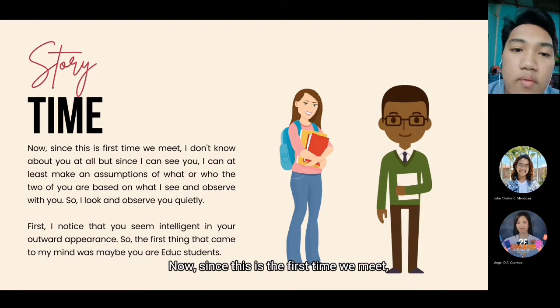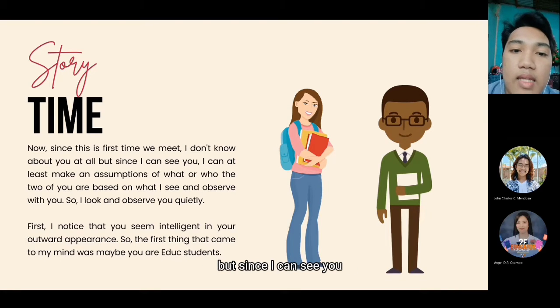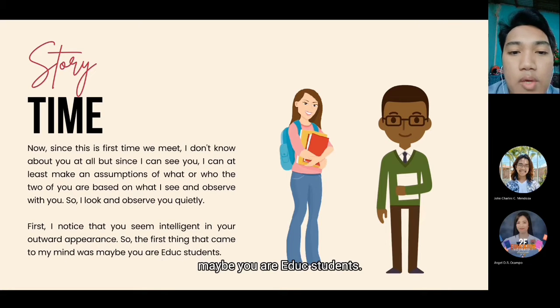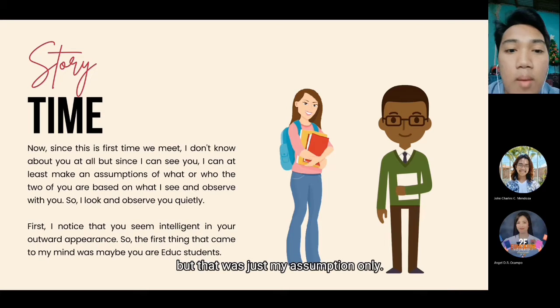Now, since this is the first time we meet, I don't know about you at all. But since I can see you, I can at least make assumptions about who the two of you are, based on what I see and observe with you. So I look and observe quietly. First, I noticed that you seem intelligent in your outward appearance. So the first thing that came to my mind was maybe you are adult students. But that was just an assumption only.